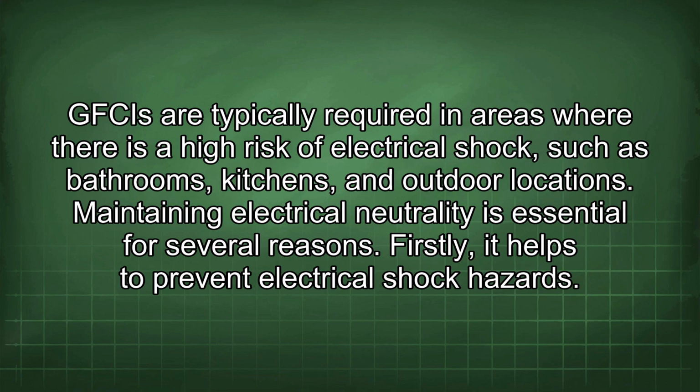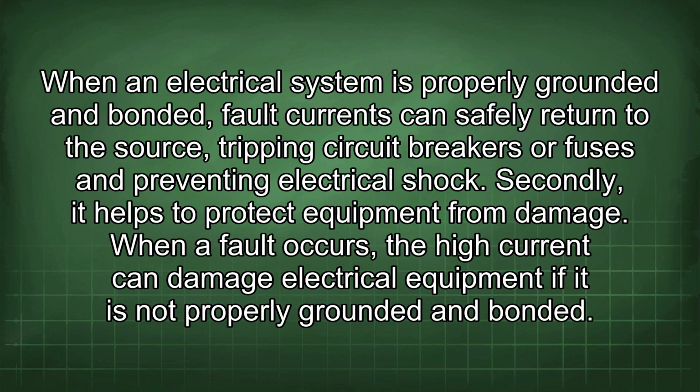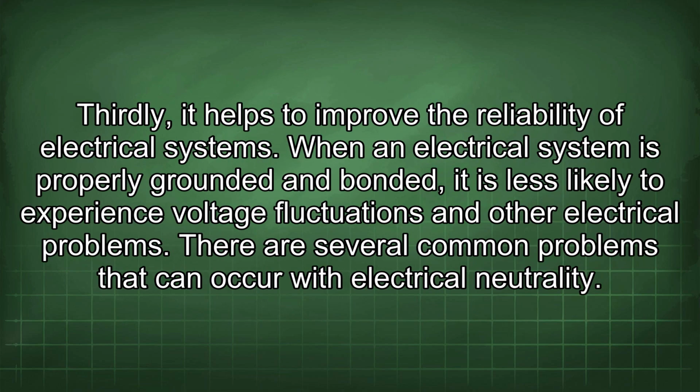Maintaining electrical neutrality is essential for several reasons. Firstly, it helps to prevent electrical shock hazards. When an electrical system is properly grounded and bonded, fault currents can safely return to the source, tripping circuit breakers or fuses and preventing electrical shock. Secondly, it helps to protect equipment from damage. When a fault occurs, the high current can damage electrical equipment if it is not properly grounded and bonded. Thirdly, it helps to improve the reliability of electrical systems. When an electrical system is properly grounded and bonded, it is less likely to experience voltage fluctuations and other electrical problems.